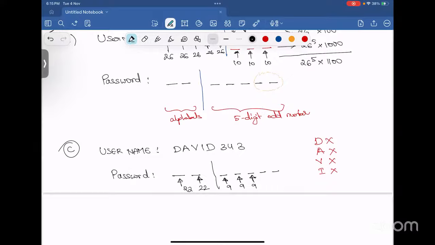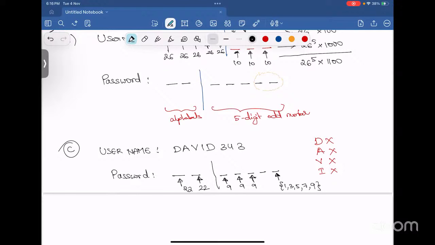Then there are two conditions given to us. One, it should be an odd number. So a number becomes odd if the units digit is an odd number, correct? So therefore, this has very few possibilities. This has 1, 3, 5, 7, and 9. Nothing else. Only 5 possibilities are there.